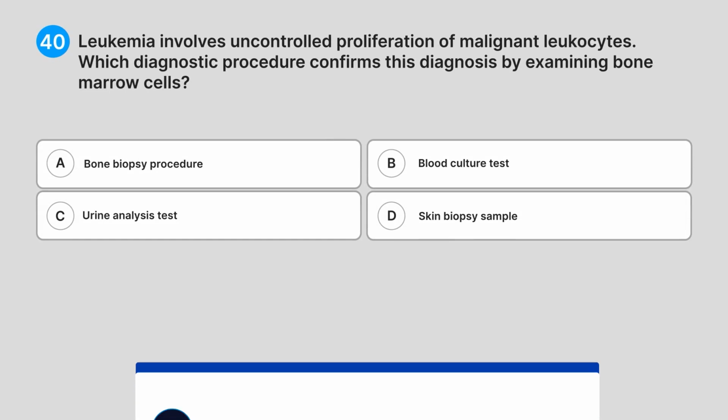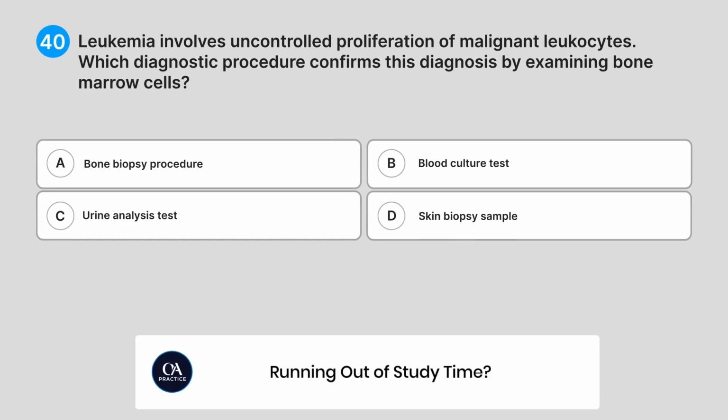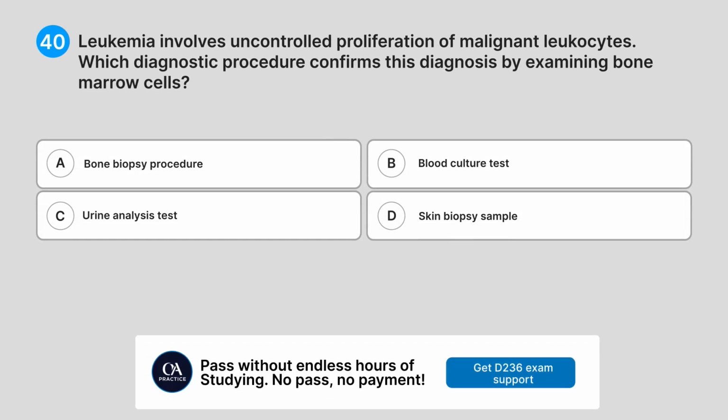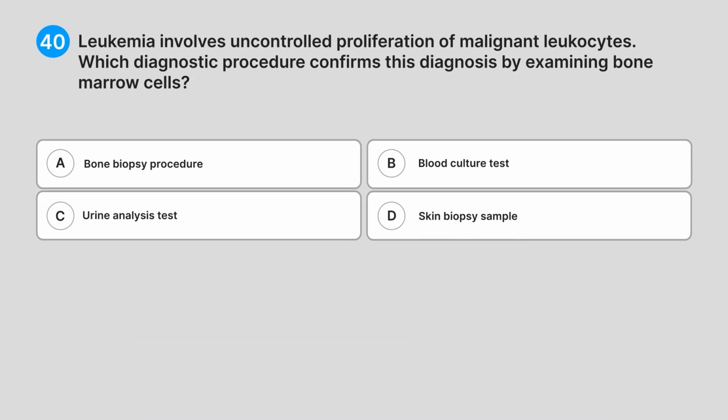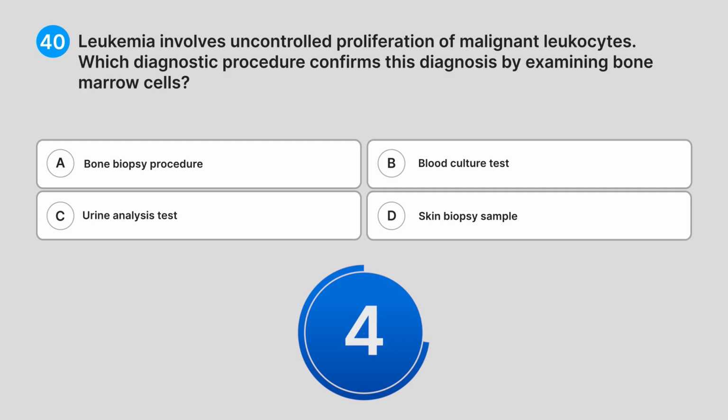40. Leukemia involves uncontrolled proliferation of malignant leukocytes. Which diagnostic procedure confirms this diagnosis by examining bone marrow cells? A. Bone biopsy procedure. B. Blood culture test. C. Urine analysis test. D. Skin biopsy sample. Do you know the answer?